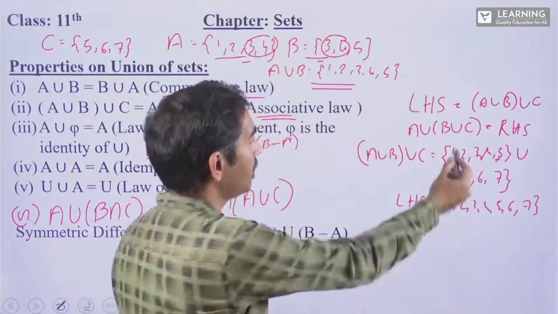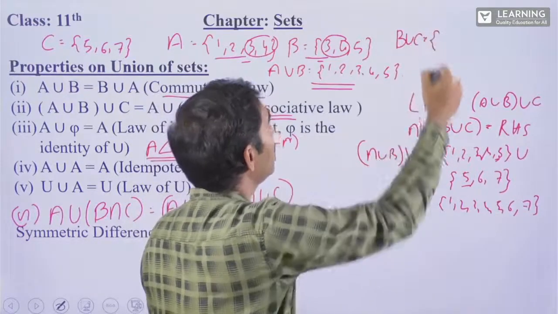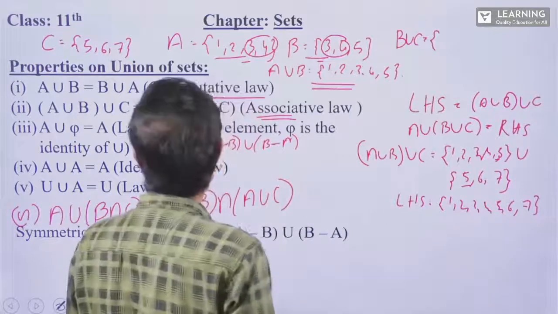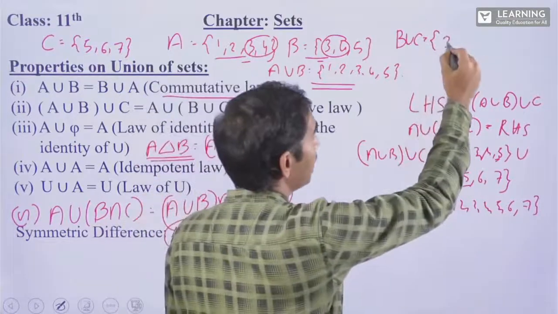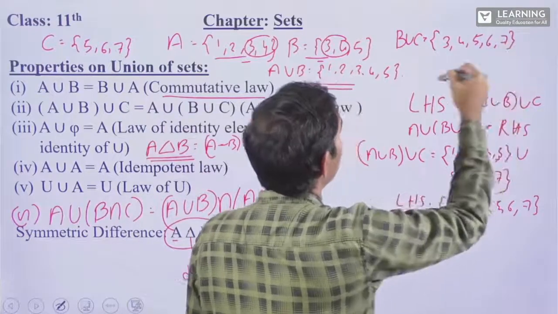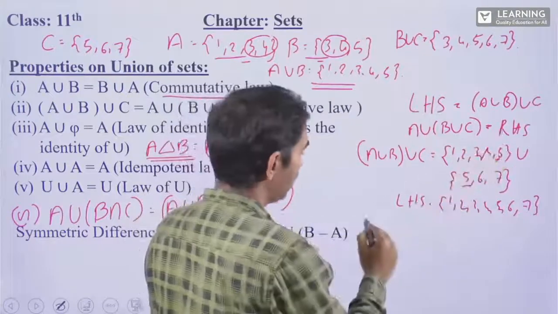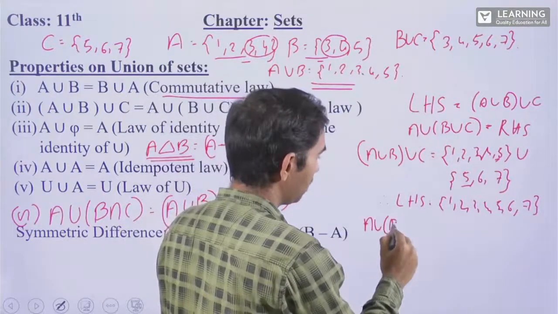So RHS, B union C we have here. So let us write B union C. B union C can be written as 3, 4, 5, 6 and 7. 5 is the repeating element, we are writing it only once. Okay, and A we already have 1, 2, 3, 4. So RHS will take A union B union C.